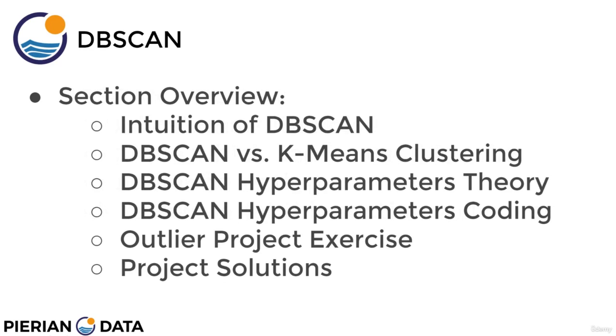We'll begin by trying to build out an intuition of how DBSCAN works with density-based measurements. In order to really understand this, we're going to see a comparison on a few datasets of DBSCAN clustering performance versus k-means clustering. Afterwards, we'll focus back on theory by trying to understand the hyperparameters that are key to DBSCAN, and then we'll also code out some examples of hyperparameter tuning with DBSCAN.